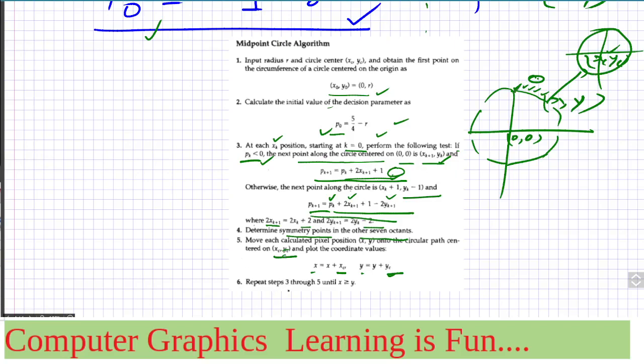Now repeat steps 3 to 5 for all the pixels until x is greater than or equal to y. So this is a loop here. You will have to repeat these things until x is equal to y, either x equal to y or greater than y. If it becomes equal to y, then you have to stop the algorithm. So this was your midpoint circle drawing algorithm. Now we can think of an example of the midpoint circle drawing algorithm. Let us see this example in the next video.